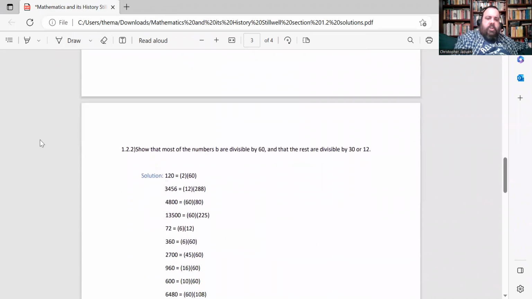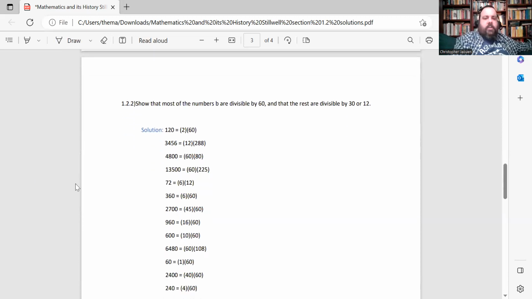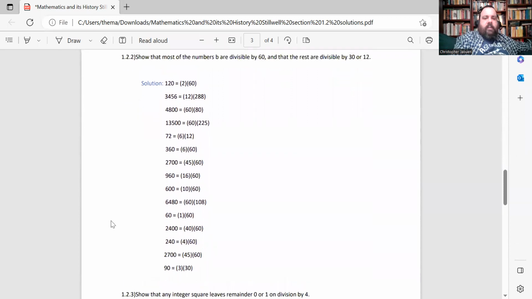Question 2 says, show that most of the numbers b are divisible by 60 and that the rest are divisible by 30 or 12. Again, it's just a calculation, so I did that here. If you look, all of the values of b are divisible by 60, 12, or 30, which again means that they're rounder than the other numbers in the Plimpton tablet.